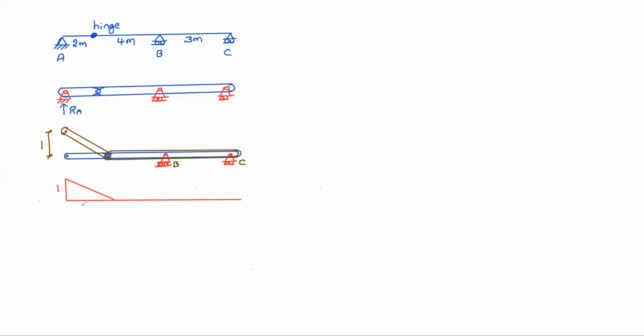One unit, 2 meters. This will be 4 plus 3, 7 meters. This is ILD for RA. Very simple. Similarly, I will draw ILD for RB also.